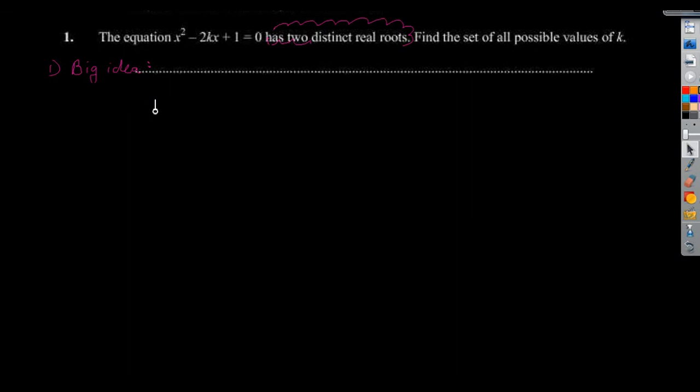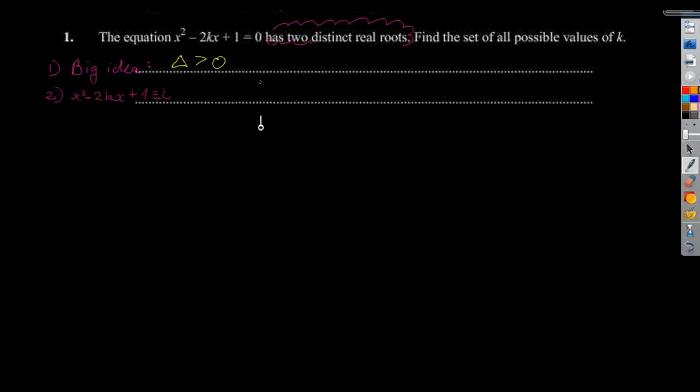So let's start with question 1 here. Let's see how you did. Let's start with the big idea in that question, that this equation has two distinct real roots. The thing that follows from that is that the discriminant must be greater than 0. That's my big idea. Step 2 is then looking at the equation in more detail.